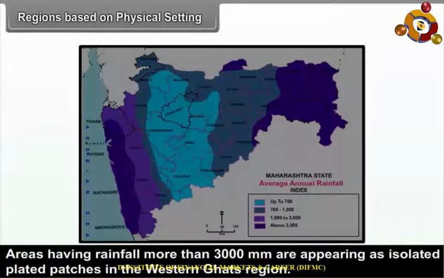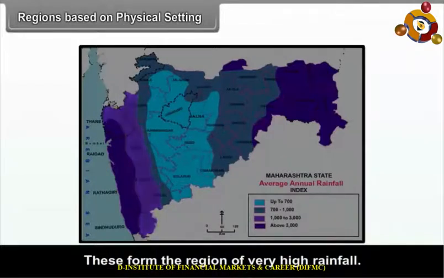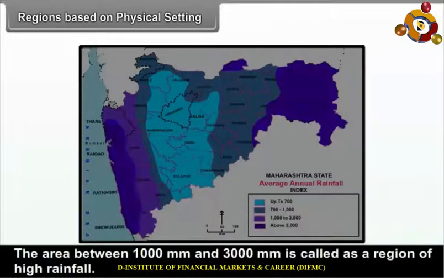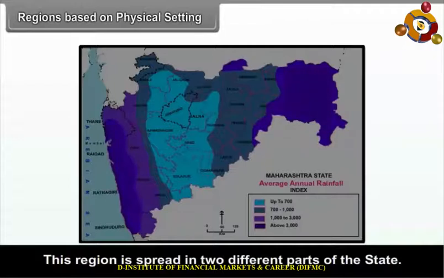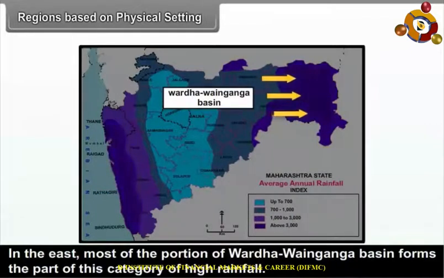Areas having rainfall more than 3000 mm are appearing as isolated patches in the Western Ghat region. These form the region of very high rainfall. The area between 1000 mm and 3000 mm is called as region of high rainfall. This region is spread in 2 different parts of the state. In the west, most of the Konkan area and the Ghat area falls in this category. In the east, most of the portion of Wardha-Wainganga basin forms the part of this category of high rainfall.